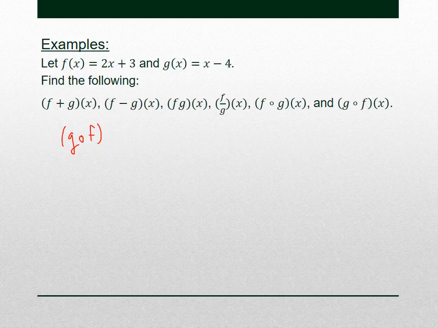And what do we get now? And here I'll just use one color. We get a 2x. So 2x, and then minus 8. But minus 8 plus 3, we only get minus 5. So that is f of g of x, 2x minus 5. We plugged g of x into f.